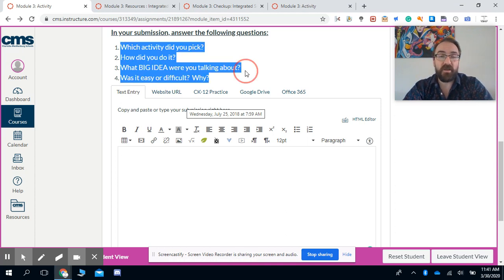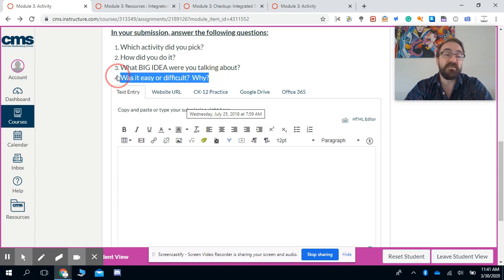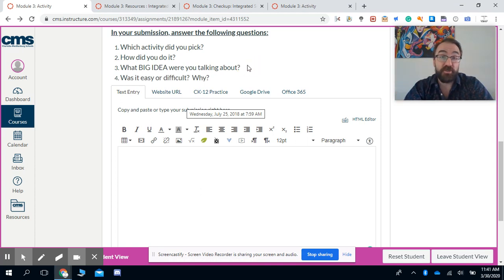What big idea were we talking about? And was it easy or was it difficult and why? If you are giving me a good submission, you're going to talk about all four of these and you're going to get into some detail. If you just answered those four questions, I picked the art one. I did it with pencils. It talked about heat. It was easy. I might not give you full credit for that because you can do better.